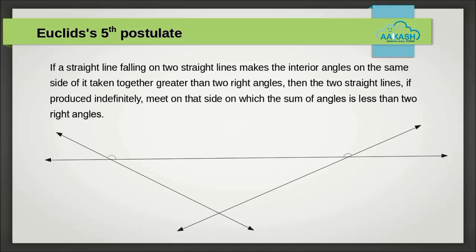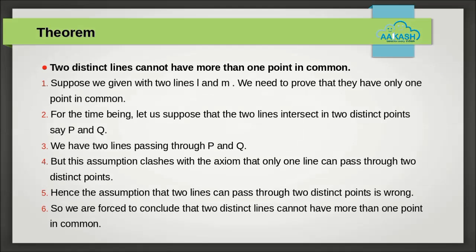Euclid's fifth postulate. The fifth postulate says that if a straight line falling on two straight lines makes the interior angles on the same side of it taken together less than two right angles, that is 180 degrees, then the two straight lines, if produced indefinitely, meet on that side on which the sum of angles is less than two right angles, that is less than 180 degrees.